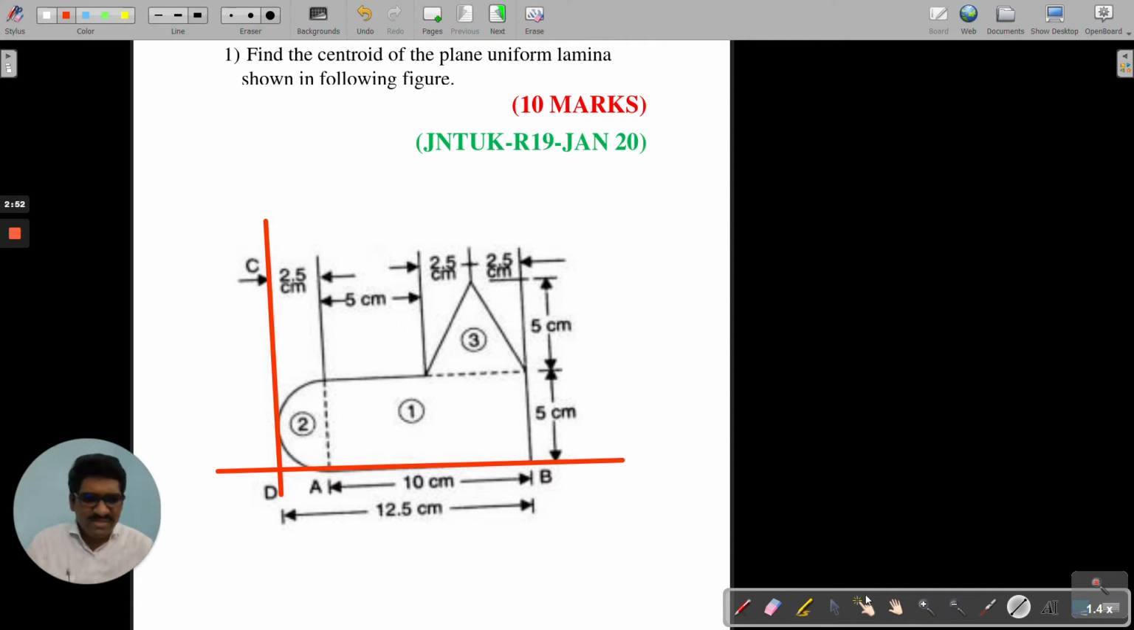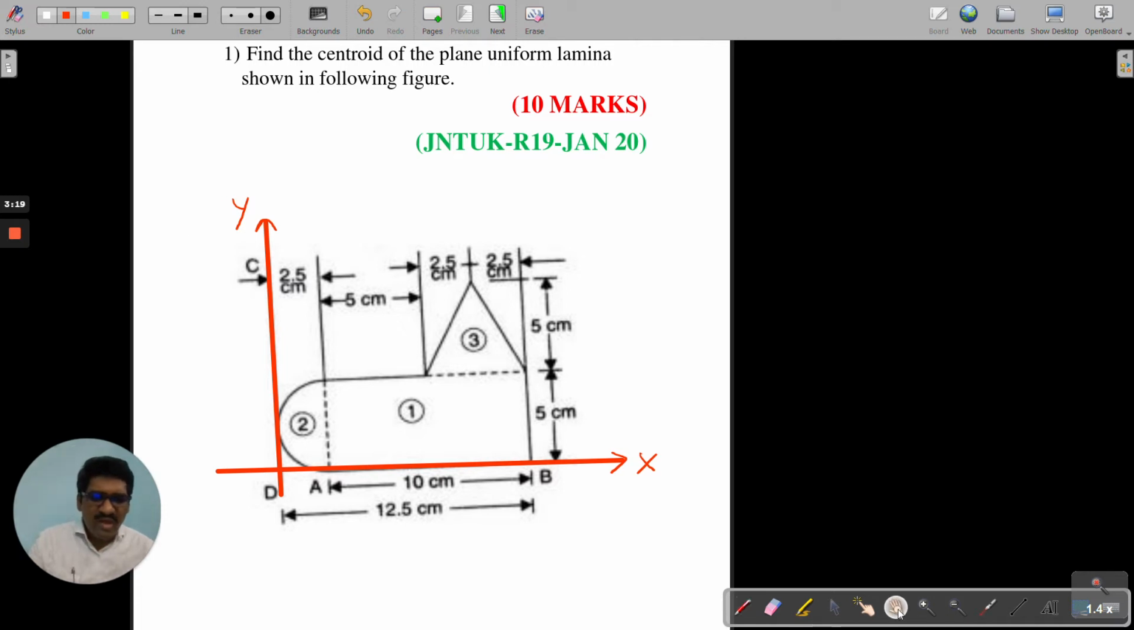So this is the extreme left, and this is the extreme bottom. I am taking the extreme bottom line as x and the extreme left as y. Therefore, this becomes our x-axis and this becomes our y-axis. This is the picture, x and y. Now we shall locate the centroid.